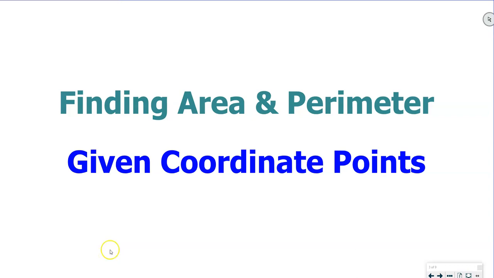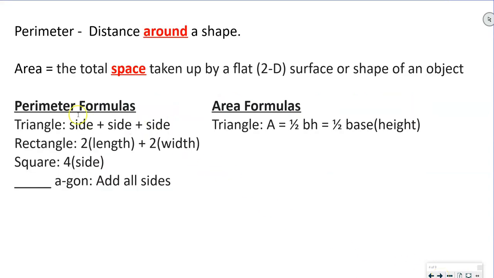So in this video today, we're going to talk about finding the area and perimeter given coordinate points. We're going to do this for various different shapes, okay? Perimeter, just as a reminder, is the distance around the shape, whereas area is the total space taken up by a flat 2D surface or shape of an object.